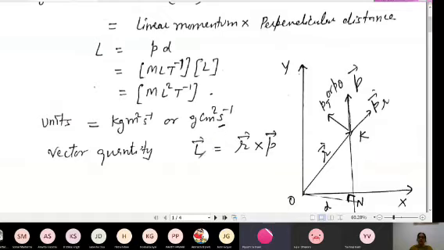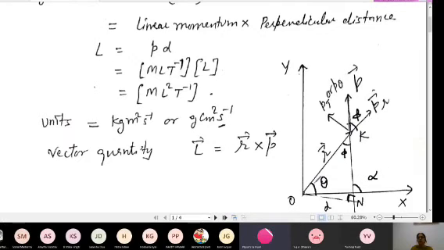Of course, angular momentum is a vector quantity. It is written as the cross product of the r vector, this is your position vector, and the p vector. The derivation will be similar to your derivation of the torque. If you take this angle as theta, and the angle between the linear momentum and r as phi, then this angle will also be phi. And this angle you may take as alpha, the angle which the direction of linear momentum makes with the x-axis.